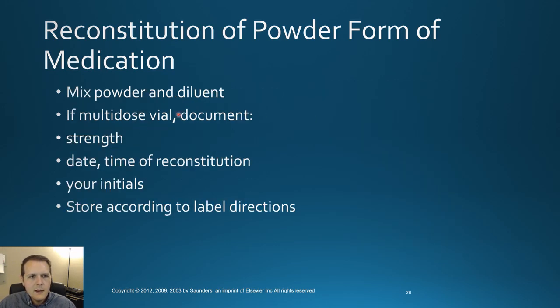So as I mentioned, go ahead and mix the powder into the diluent. And if the vial is multi-dose, so it means you can get multiple uses out of it, you want to make sure to mark off all the times, the dates, etc. Make sure you initial it so that way people can go back and know who did it, and store it according to label instructions. It might need to go in the fridge, may need to be at room temperature. It's going to be very drug dependent.